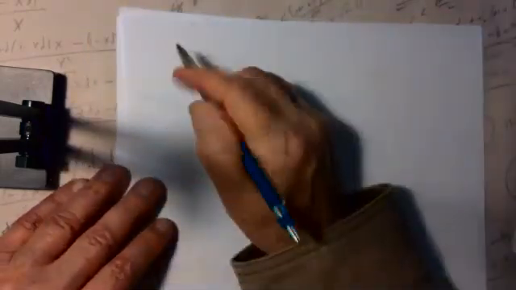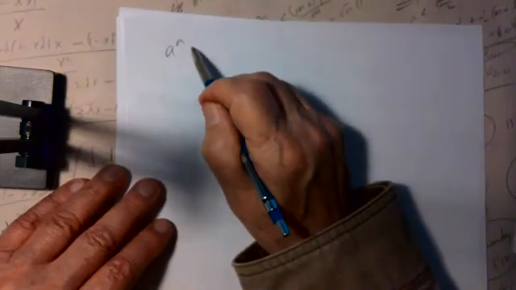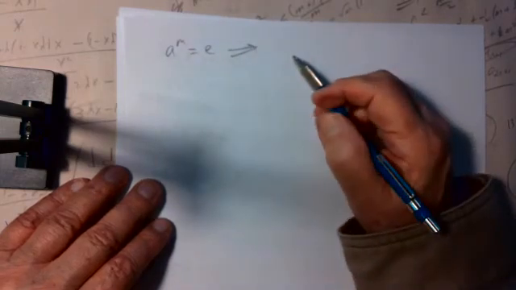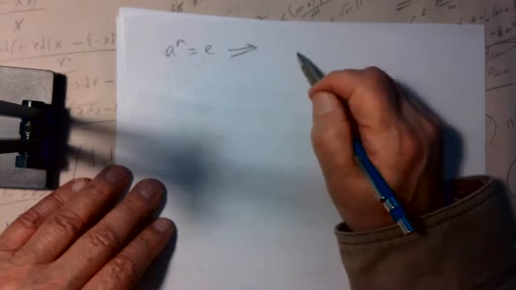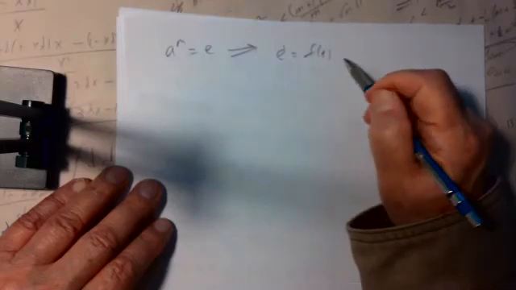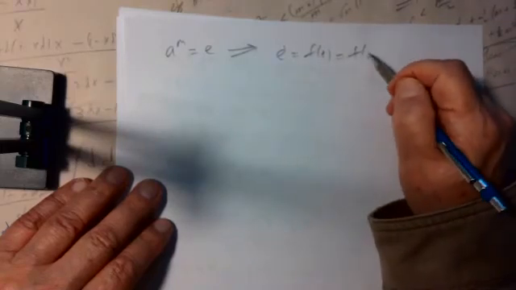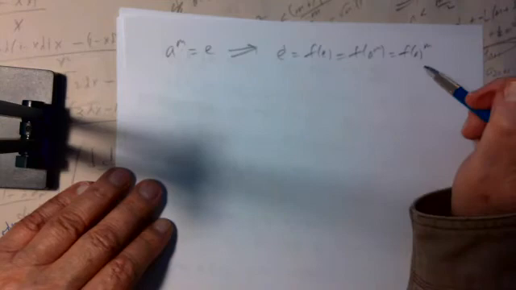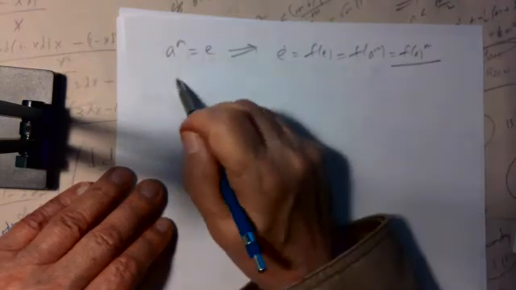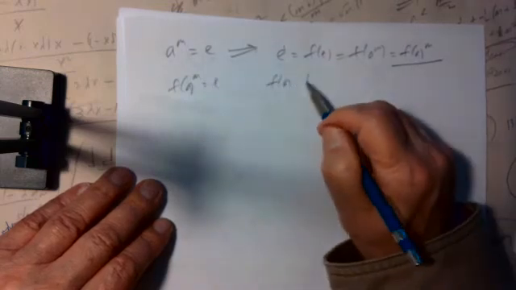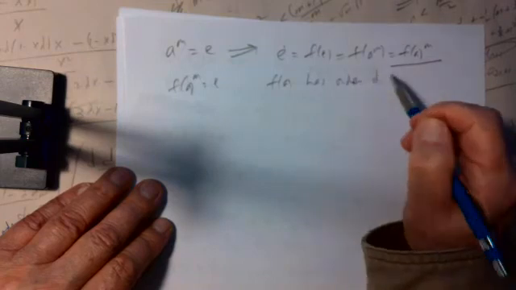So what do we know? We know that A to the M is the identity, because A is order M. So E prime, the identity in G prime, that's always f of E. That's f of A to the M, which is f of A to the M. F of A to the M is the identity. And f of A has order d.